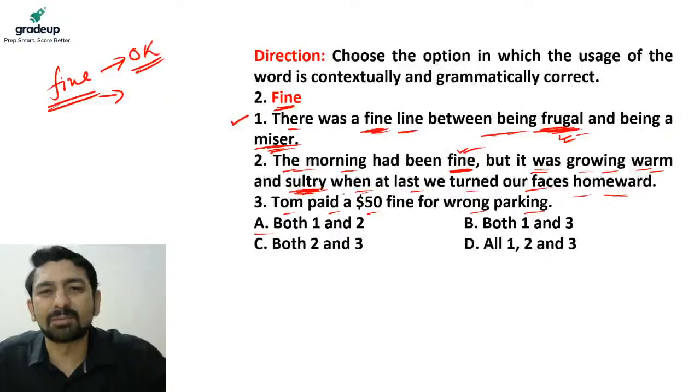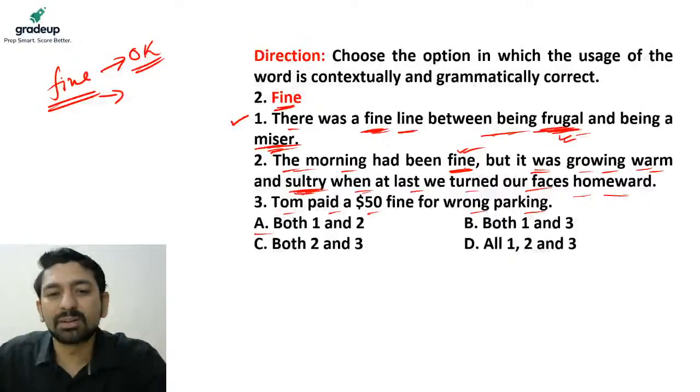Usually it's talking about summers. These days you already know in the morning it's quite pleasant, okay, but towards the afternoon it actually grows warm and humid. So this meaning of second sentence is also correct.